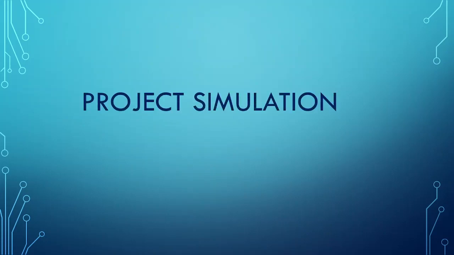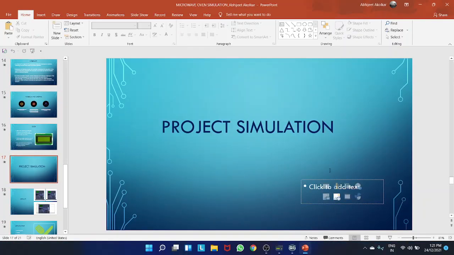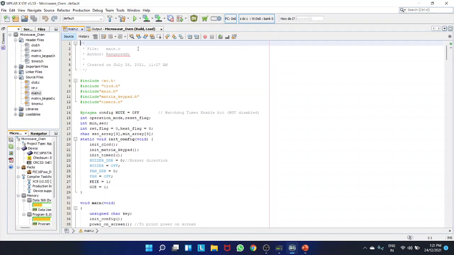Now we will see the project simulation. For that, I will first show the MPLAB X IDE. So this is MPLAB X IDE and this is our project file, microwave oven. This is the program we have built in main.c. You can see that we have coded CLCD, ISR, matrix keypad, and timers.c files, and we have also programmed the header files: CLCD, main, matrix keypad, and timer header files.